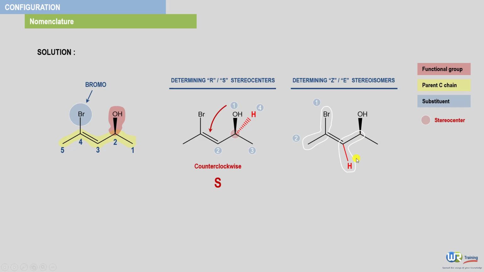Carbon has a higher atomic number than hydrogen, so this group here gets priority number 1, and hydrogen priority number 2. Now we ask ourselves, if the two groups with priority number 1 are on the same side, then the stereoisomerism for this double bond will be Z, and if they are on opposite sides, then the stereoisomerism will be E. In our case here, we can see that the two groups number 1, bromine and this group here, are on the same side. So the stereoisomerism for this double bond is Z.